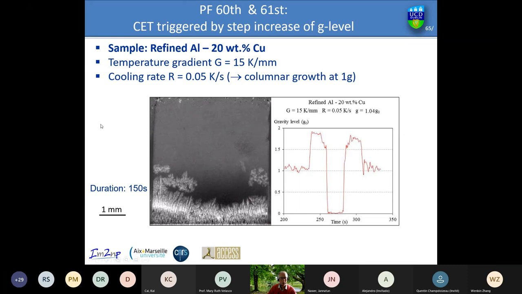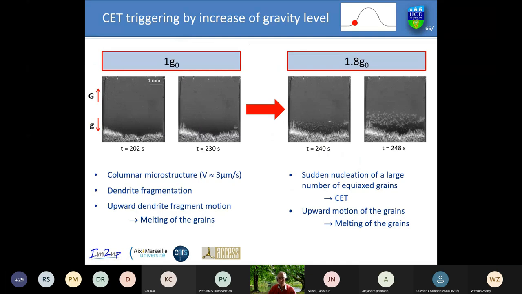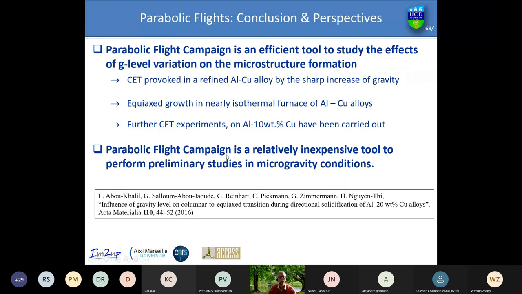So, we don't have time to explore this in detail, what's happening, but needless to say, they're very nice results. And the group from Marseille and Aachen have put together these slides. At the top, we see the position of the aircraft. Between the two dots is the microgravity situation. And what is happening is explained in great detail. But just to conclude, there was a columnar to equiax transition provoked by all of those equiax grains appearing when gravity increases.